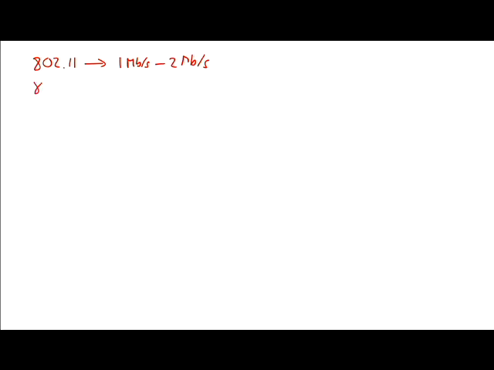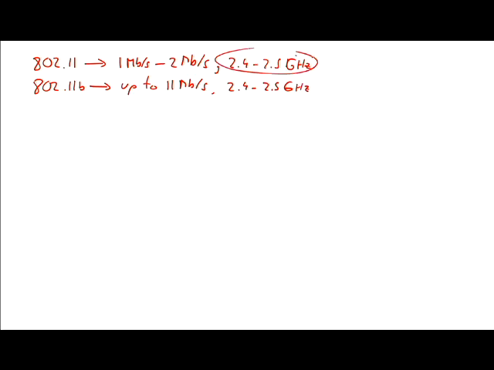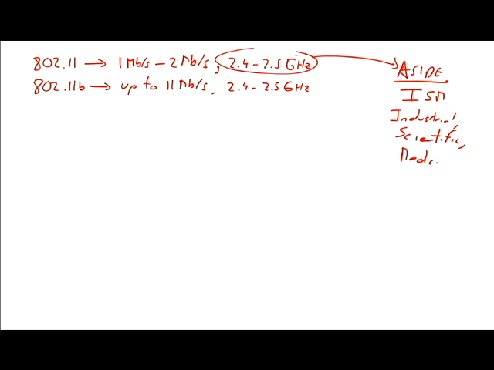So then, a few years later, came 802.11b. It's actually kind of messed up, you'll see in a second. 802.11b can go up to 11 megabits per second. And both of these, just to add, are 2.4 to 2.5 gigahertz. It operates in that frequency band. That frequency band, as an aside, is an ISM band. ISM means industrial, scientific, that might be us, and medical band. So this is an unlicensed band.